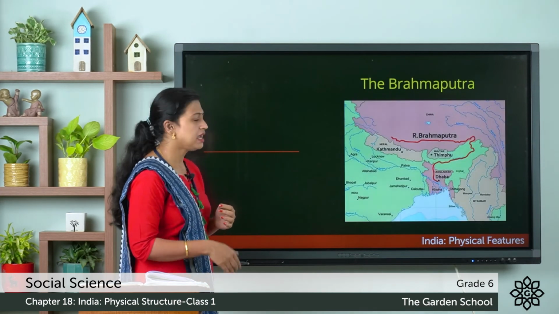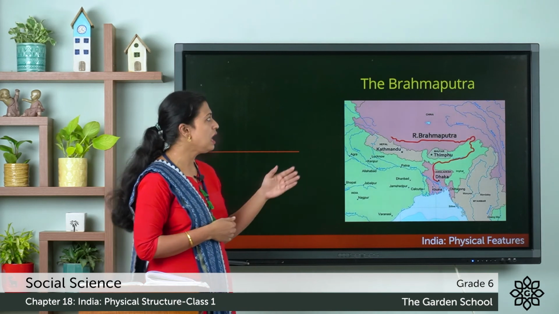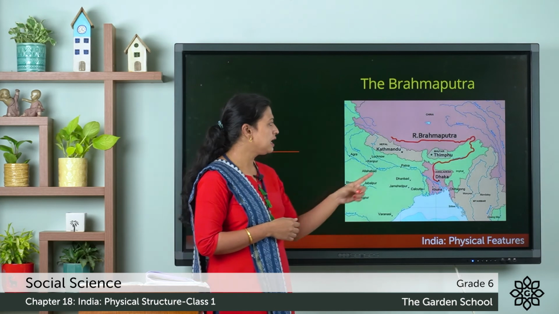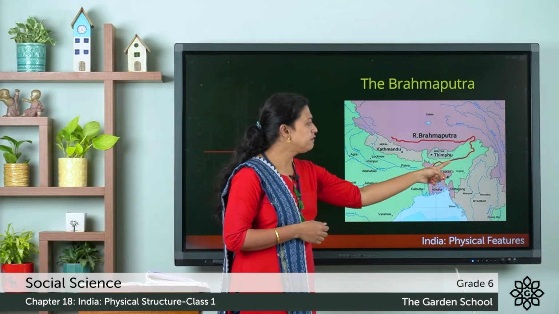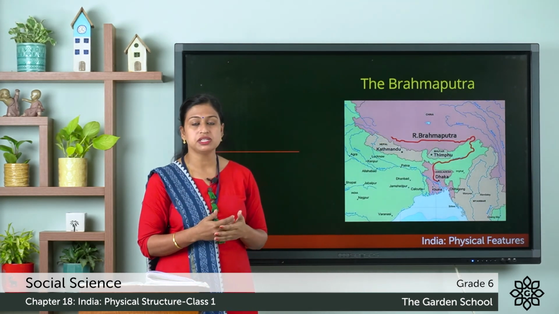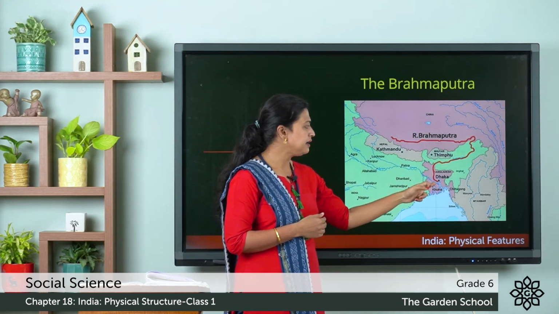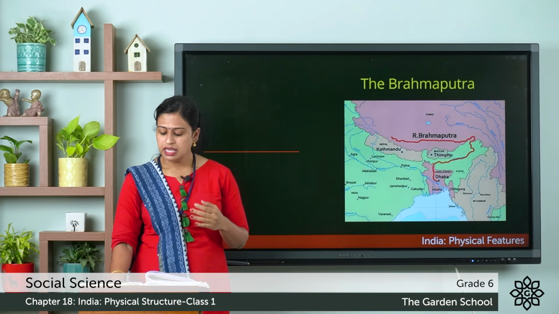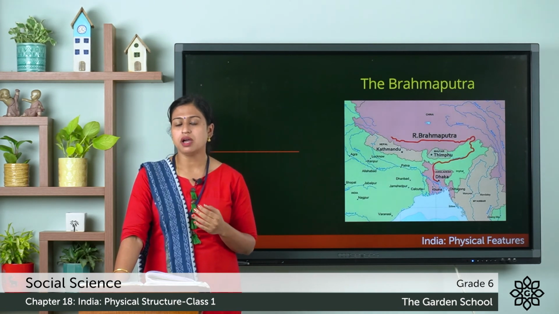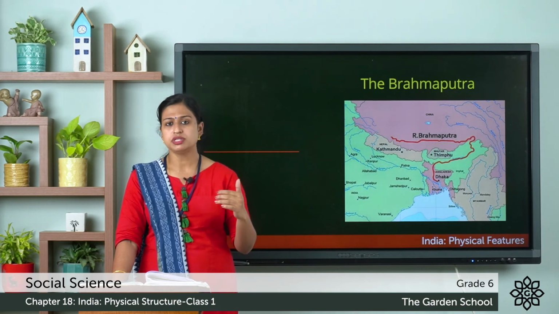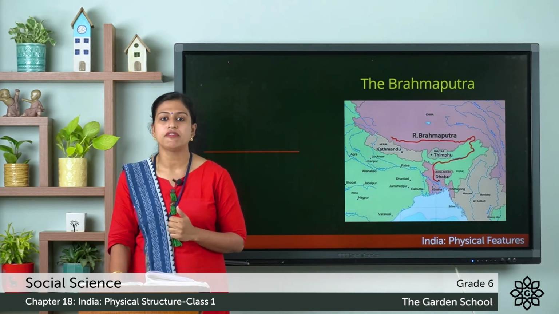Next one, that is the third river system, is the Brahmaputra. Now this Brahmaputra river originates in Tibet and then it flows to Arunachal Pradesh and Assam. After it flows through Assam, it enters Bangladesh, and here the river Brahmaputra joins with river Ganga and together they flow into the Bay of Bengal.